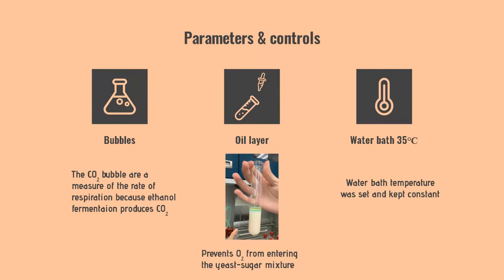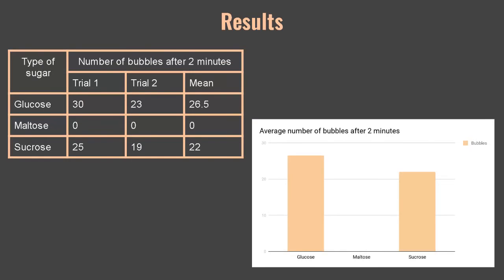The bubbles are carbon dioxide, which are a measure of rate of respiration because ethanol fermentation produces carbon dioxide. The oil layer is to prevent oxygen from entering the yeast-sugar mixture, and the constant control of the water bath at 35 degrees is just kept constant throughout the entire test.